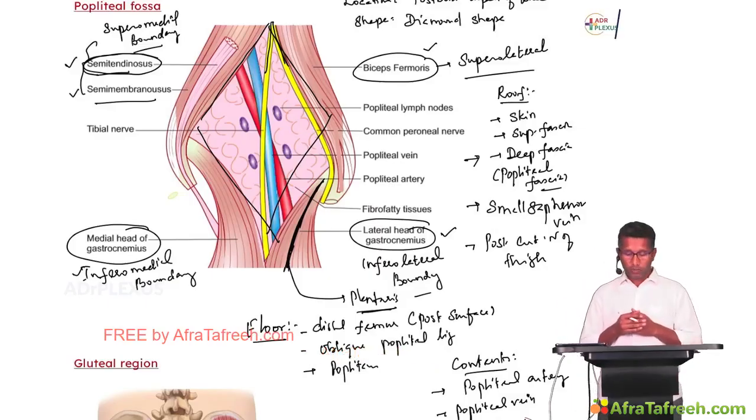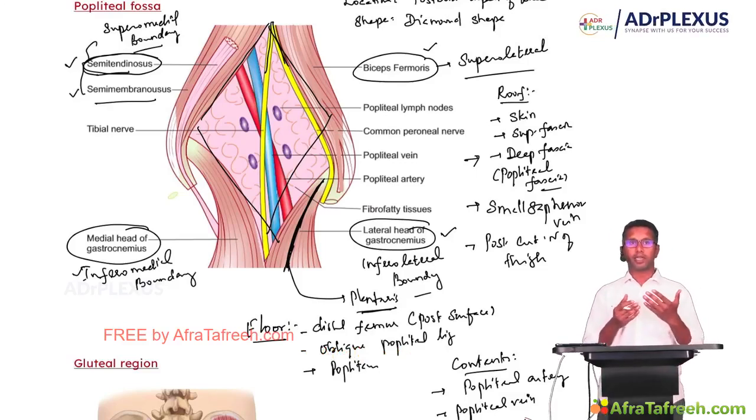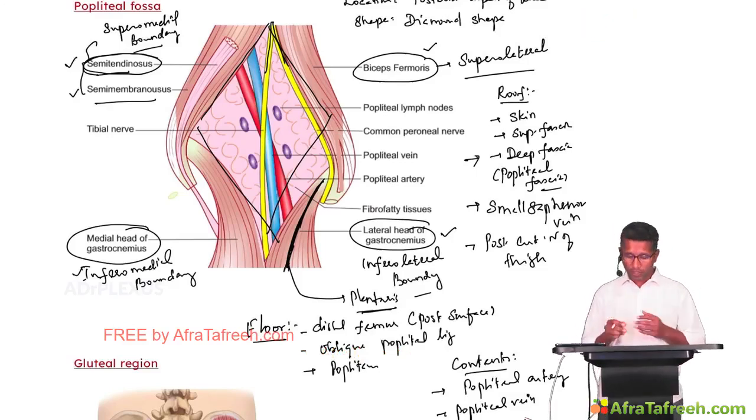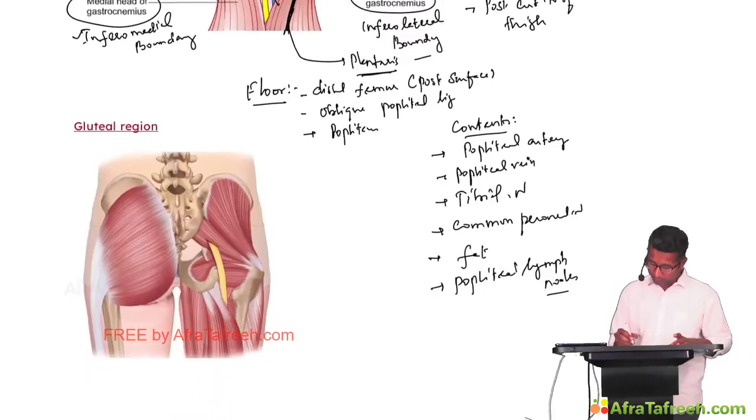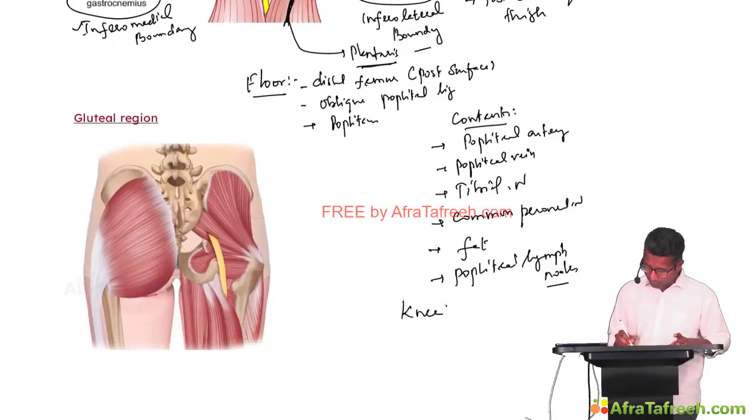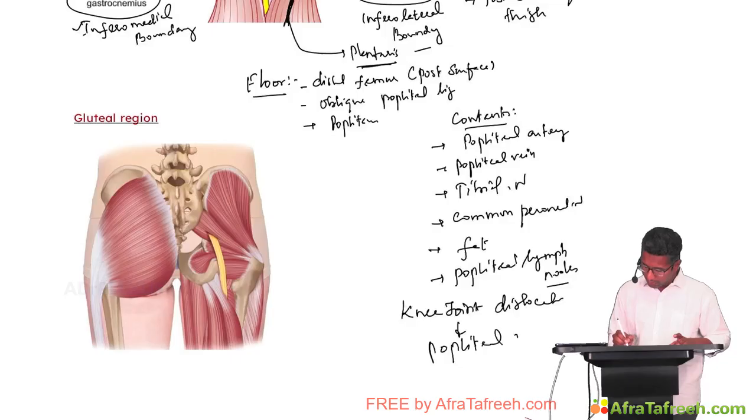Okay, when dislocation happens, you can see the popliteal artery running very close to the knee joint. So in a knee joint dislocation, this popliteal artery is commonly affected. Popliteal artery thrombosis can happen.